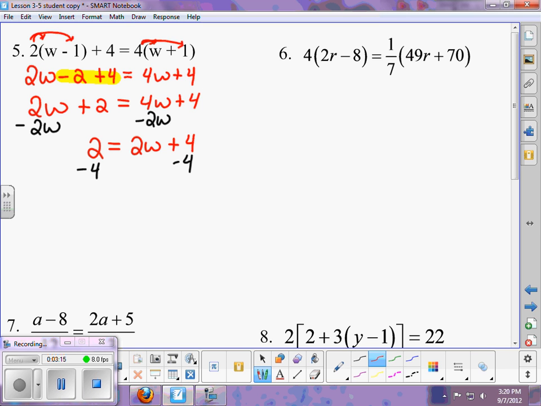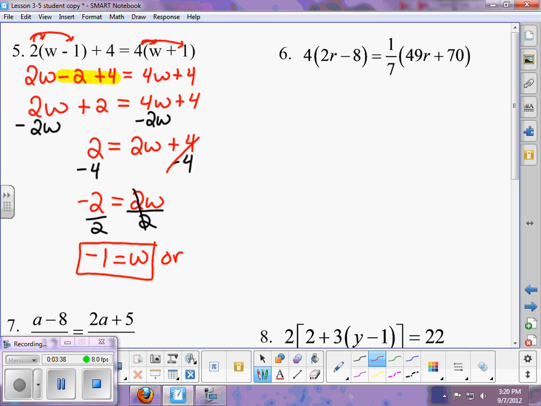On the left side now, 2 minus 4 is negative 2 equals 2w. And lastly, solve for w. Divide both sides by 2. Negative 2 divided by 2 would be negative 1. w is equal to negative 1. No matter which way you write it, it means the same thing. Now, this was a little bit longer of a problem, but it's still pretty easy, and it's still some basic steps overall. Remember, our first step was to distribute.